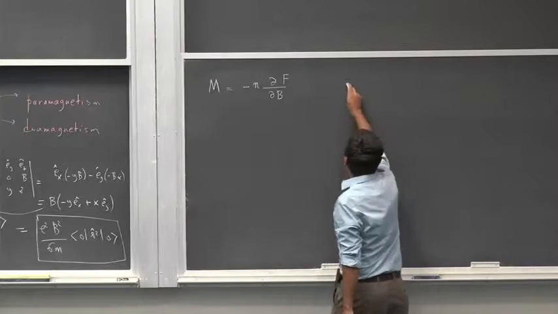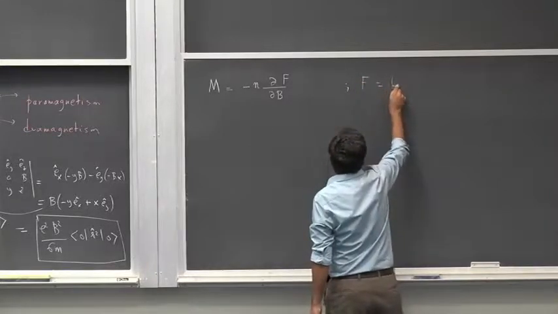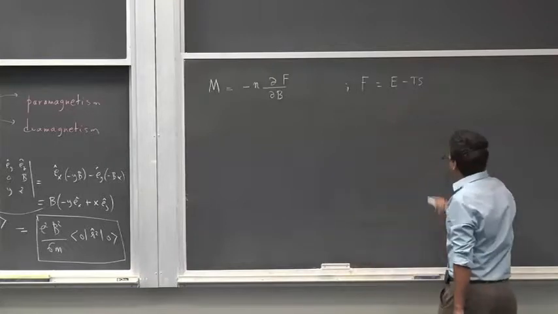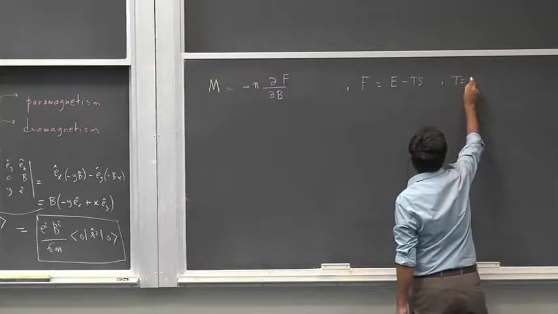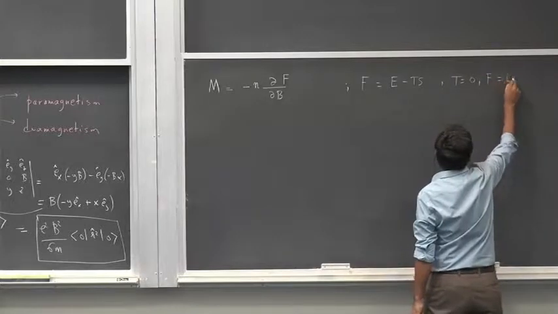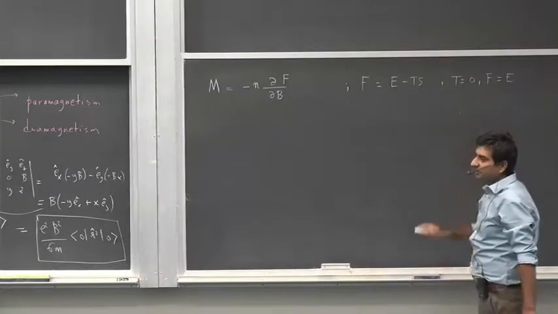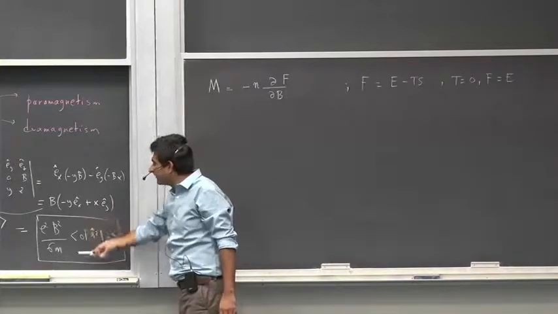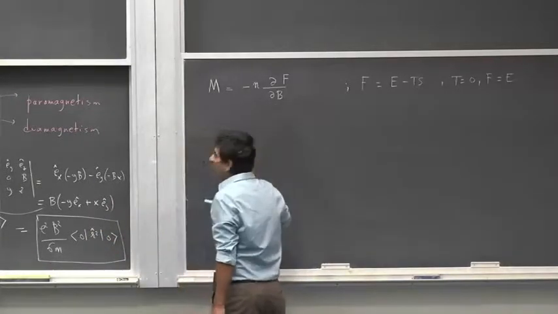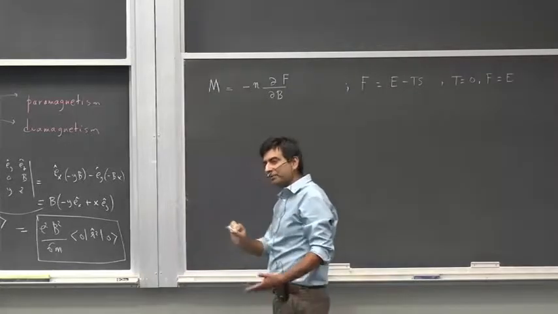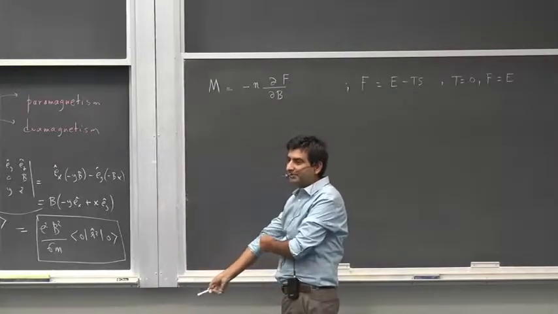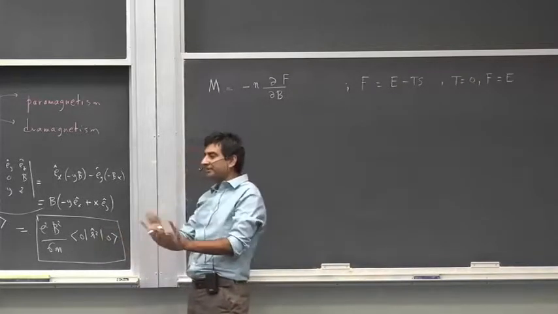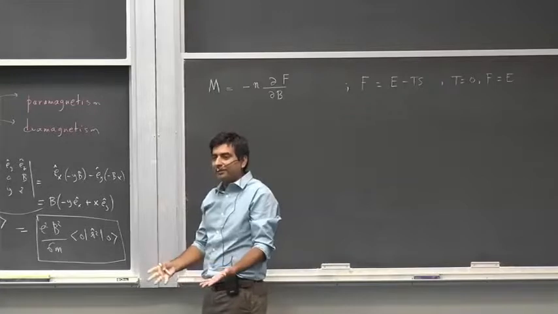F is, as you all know, given by E minus TS. So at 0 Kelvin, when T is 0, the free energy is the same as the internal energy of the system. So this is the correction to the energy. If I take the derivative of this with respect to B and multiply it with the number of electrons per unit volume inside the system, and right now I'm assuming that all of the electrons have the same r squared, this is my assumption right now, then I can find the magnetization.